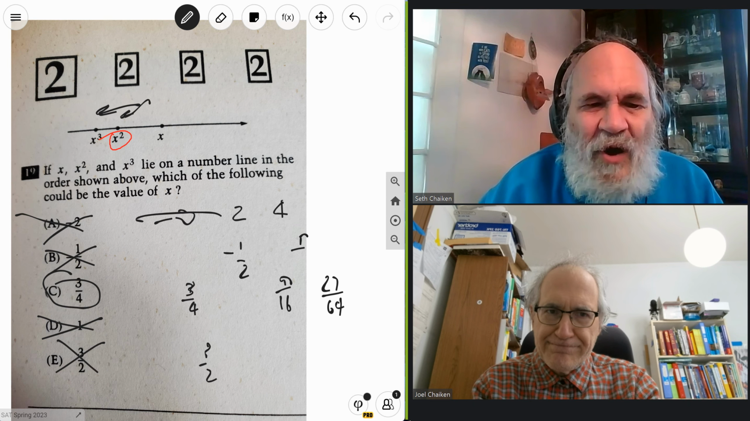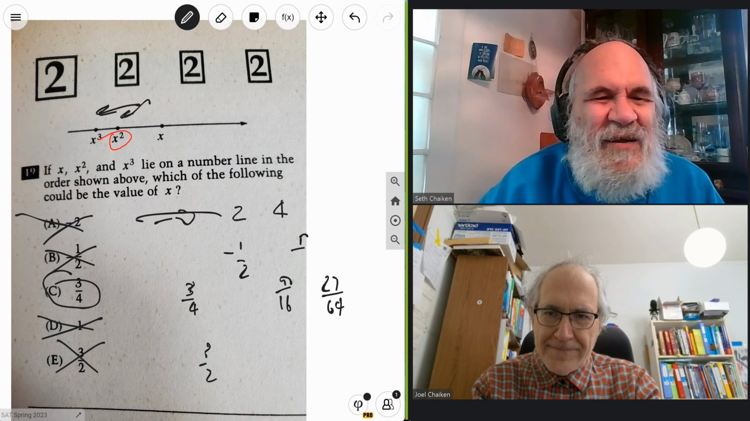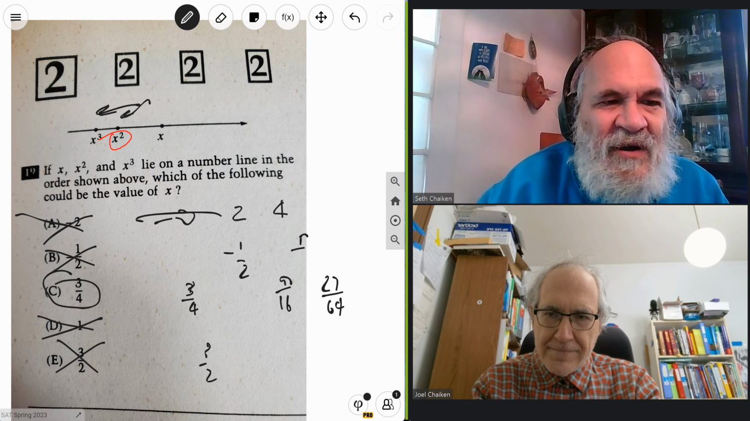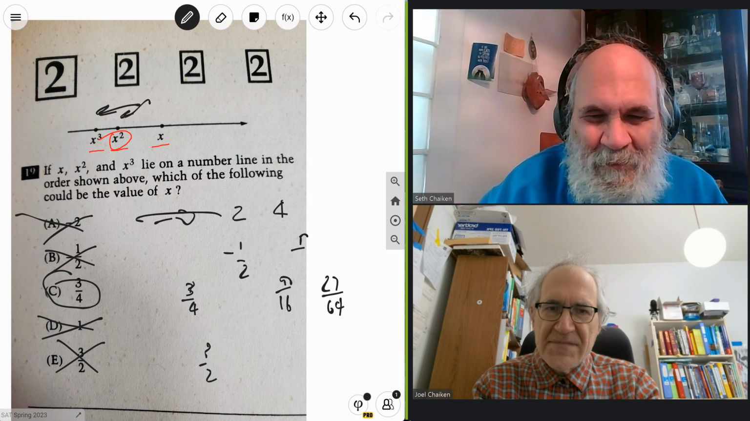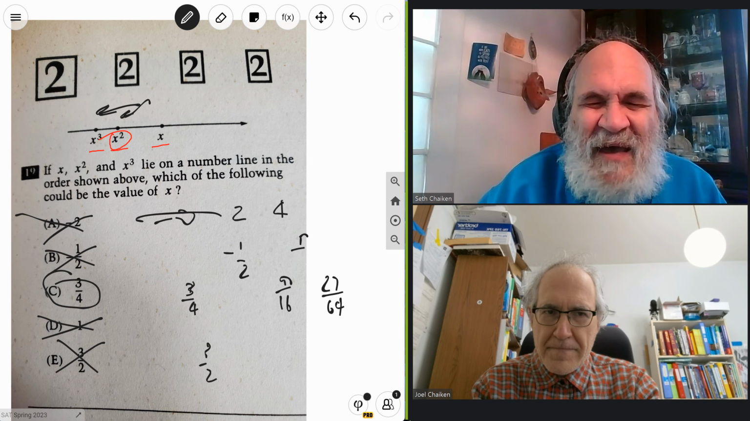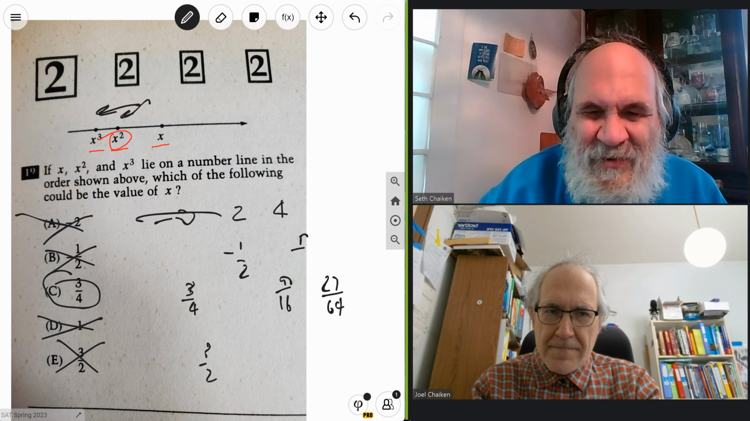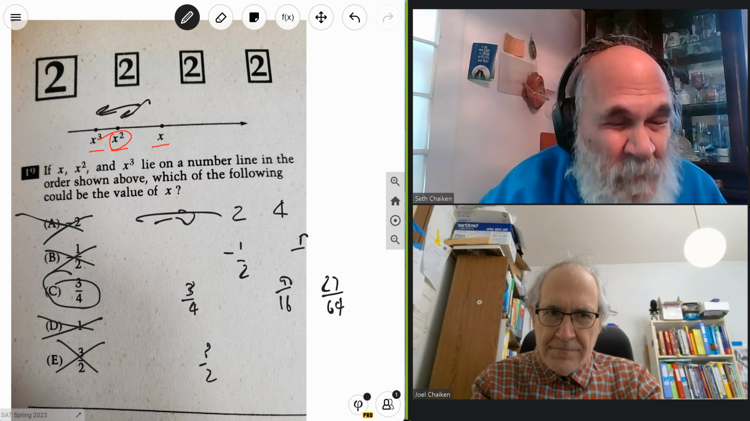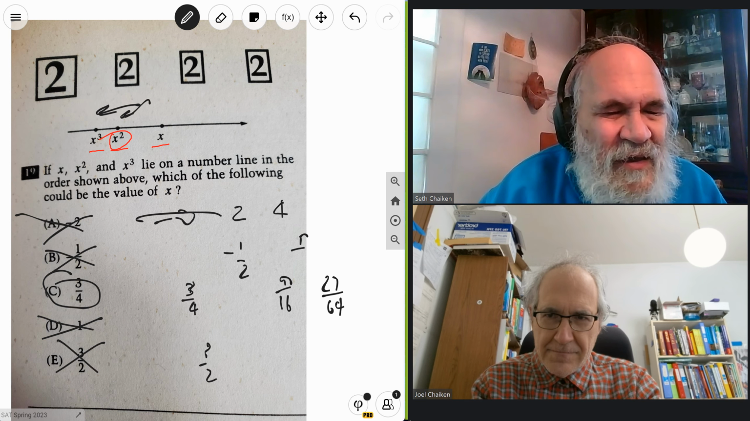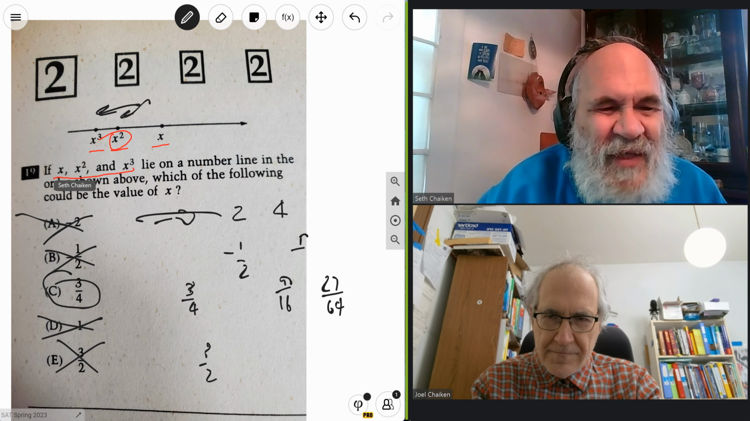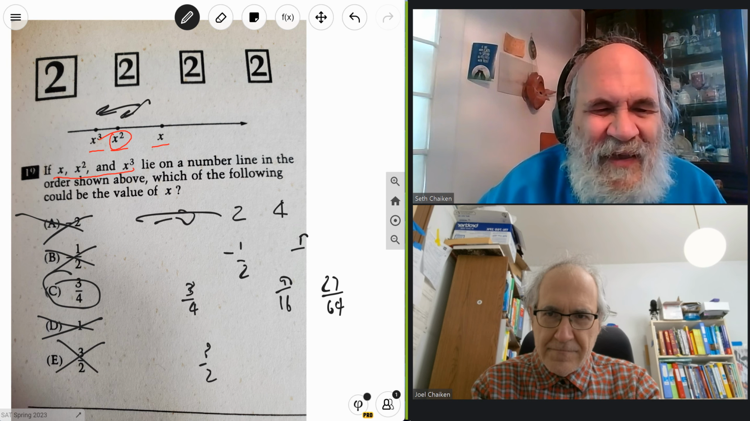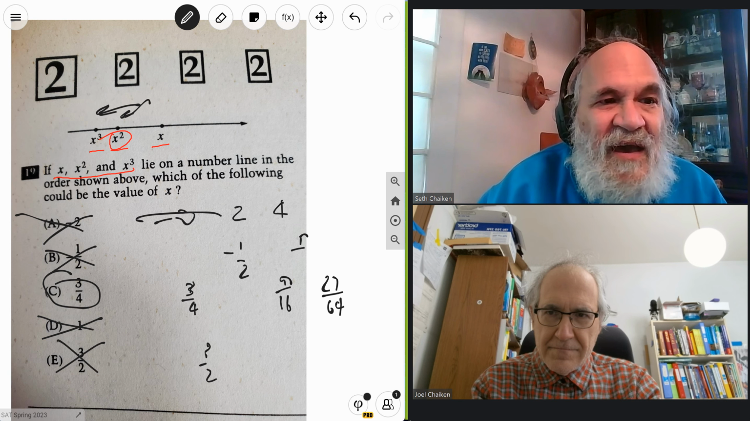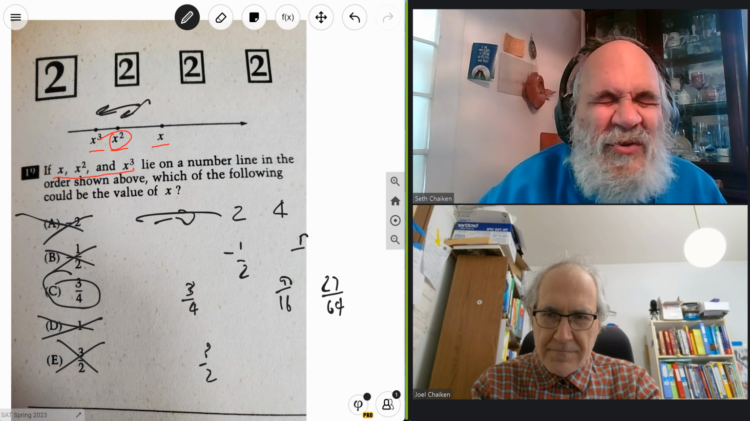Okay, so they're in increasing order from x cubed to x squared to x, and we have to keep them in the same order. So we do not flip any of the others around. They also have to stay in the order above, and x cubed must be the smallest one.